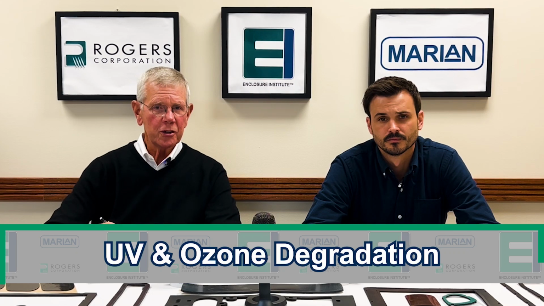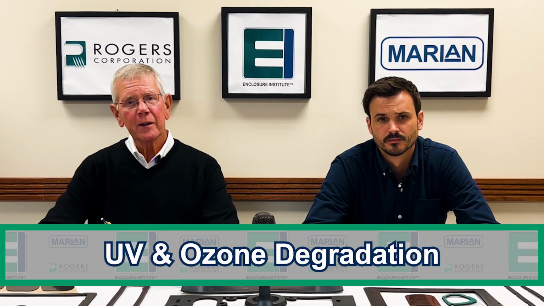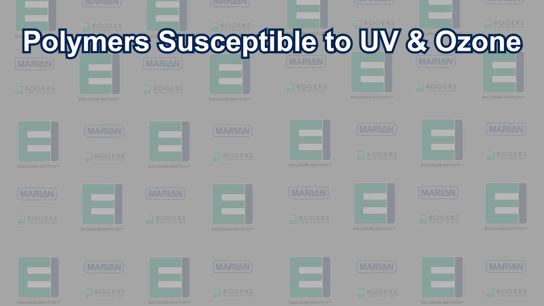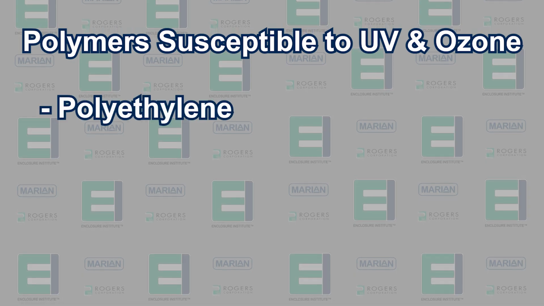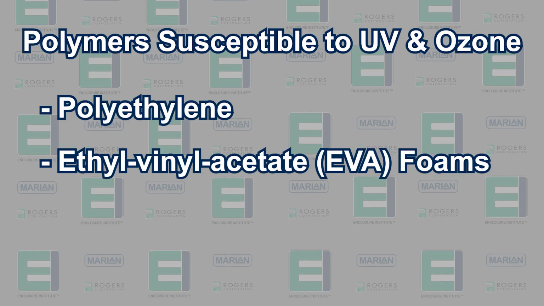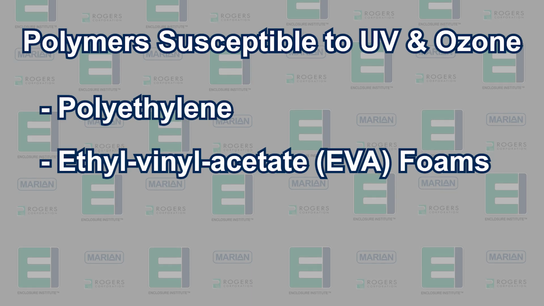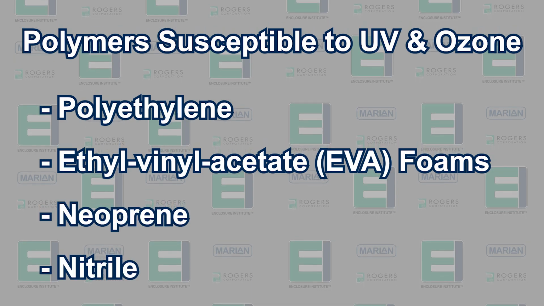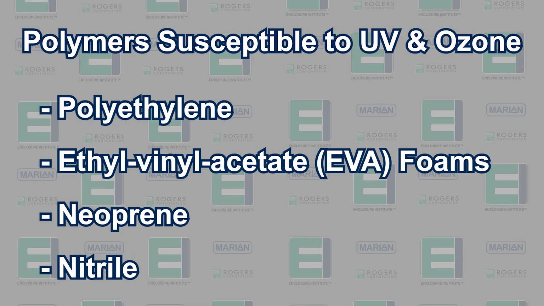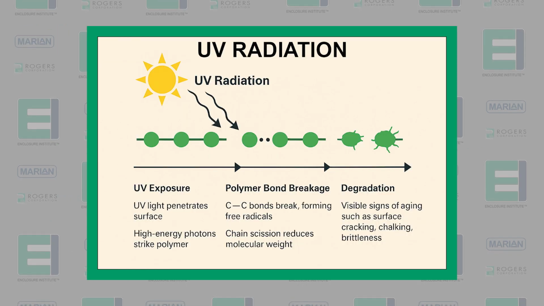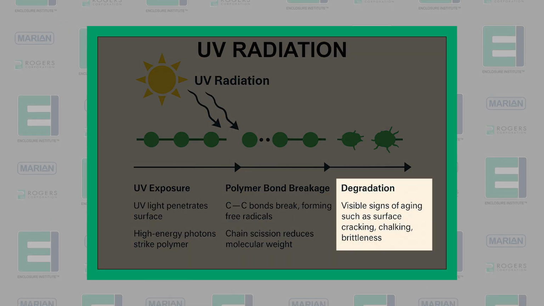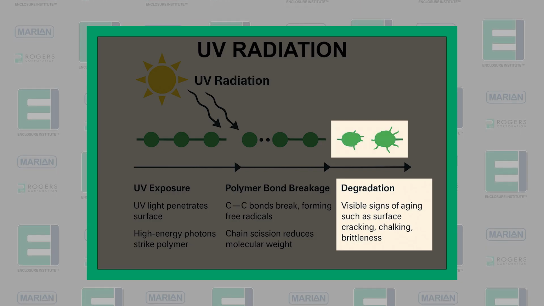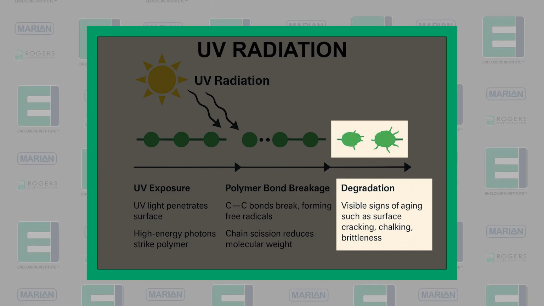Now let's discuss UV and ozone degradation. Ultraviolet radiation breaks the carbon-to-carbon bonds in polymers such as polyethylene and ethyl vinyl acetate, or EVA, foams. Polymers like neoprene and nitrile also degrade quickly unless UV stabilizers are added to the compound during curing processes. In time, UV exposure leads to surface cracking, chalking, brittleness, and that leads, no surprise, to accelerated stress relaxation and compression set.